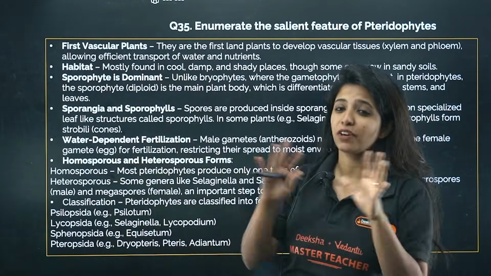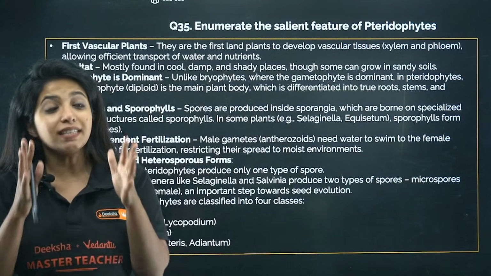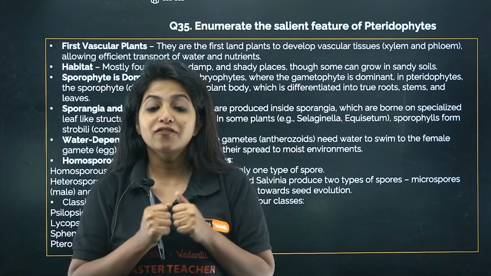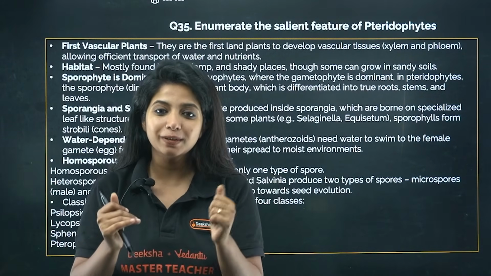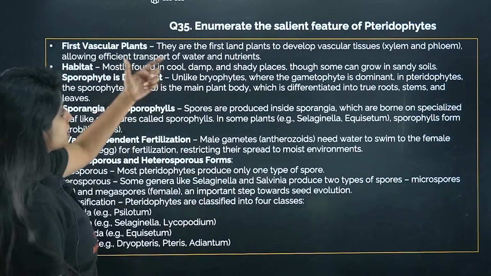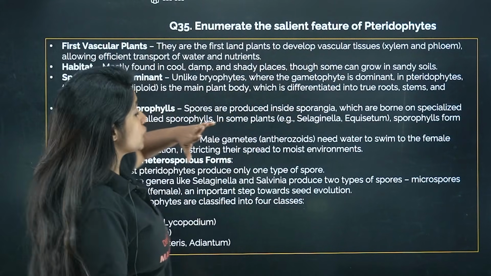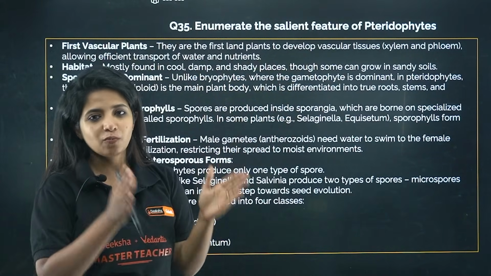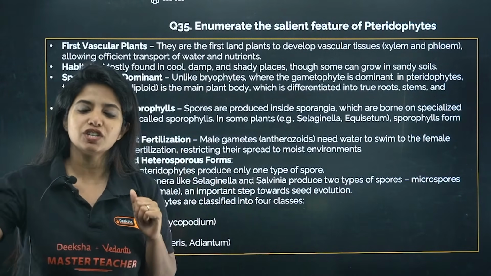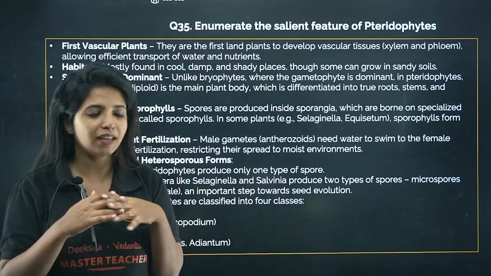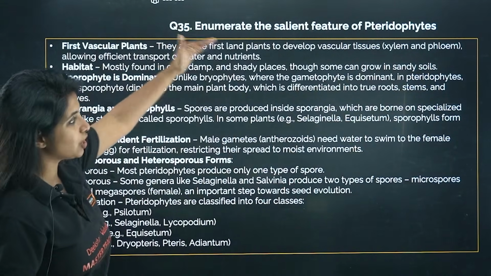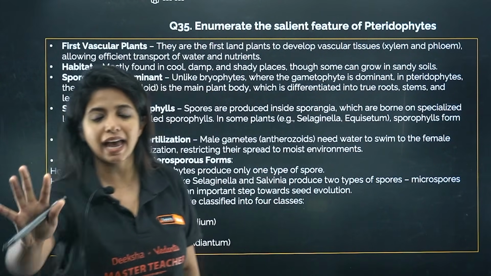You know what? Pteridophytes are pretty famous for one very important thing. This is the first division of plants, the first type of plants to have the vascular system, that is basically the xylem and phloem for the transport of water as well as minerals. So they were the first vascular plants. They are the first land plants to develop vascular tissues such as xylem and phloem, allowing efficient transport of what? Water as well as minerals. Now where do they live? They live usually in cool, damp as well as shady places, but that does not mean that they cannot stay elsewhere. They also sometimes grow on sandy soils. Okay, so cool, damp and shady places, though some can grow in sandy soils as well.